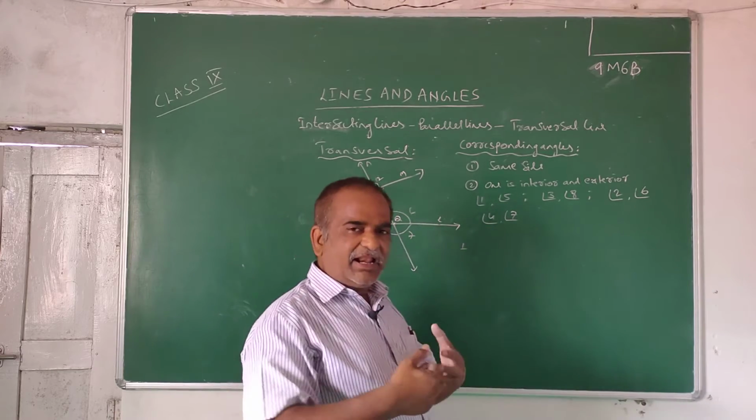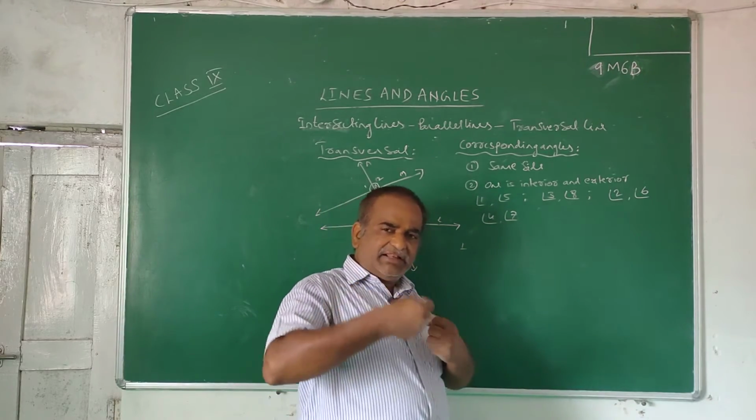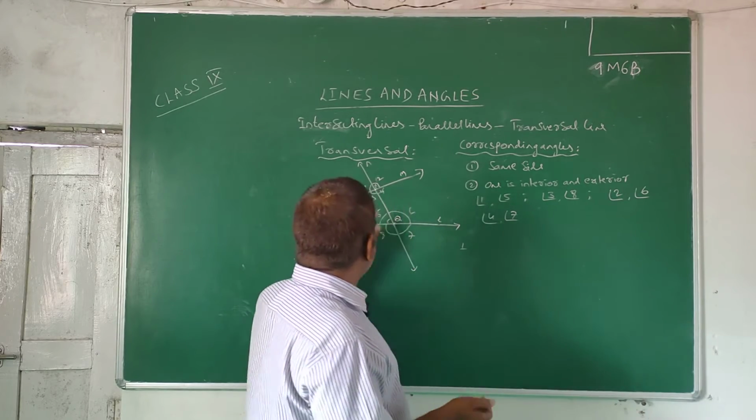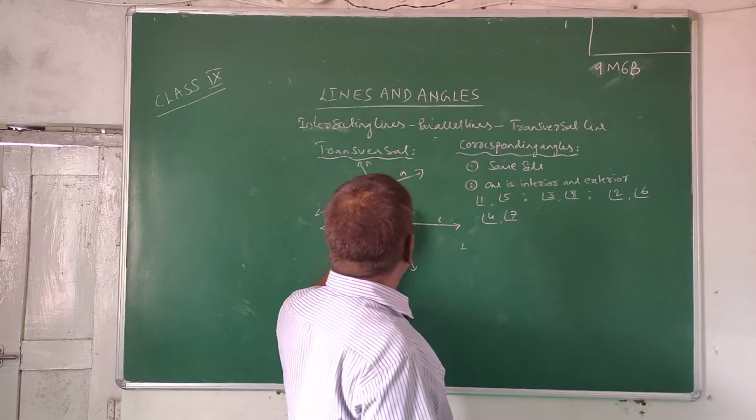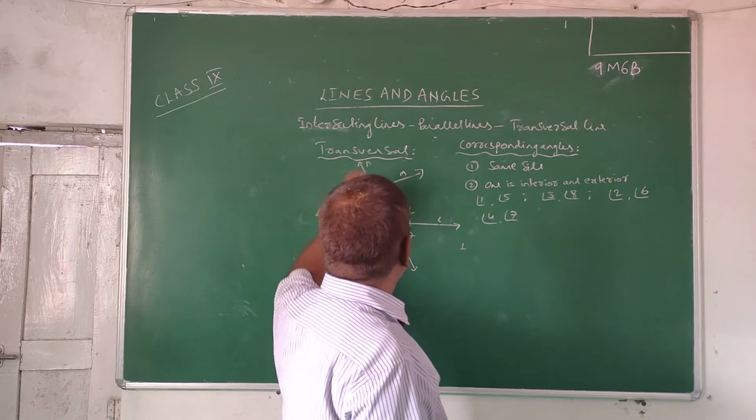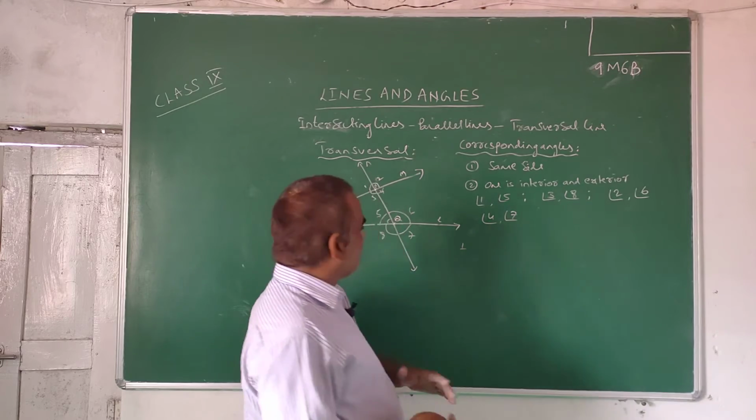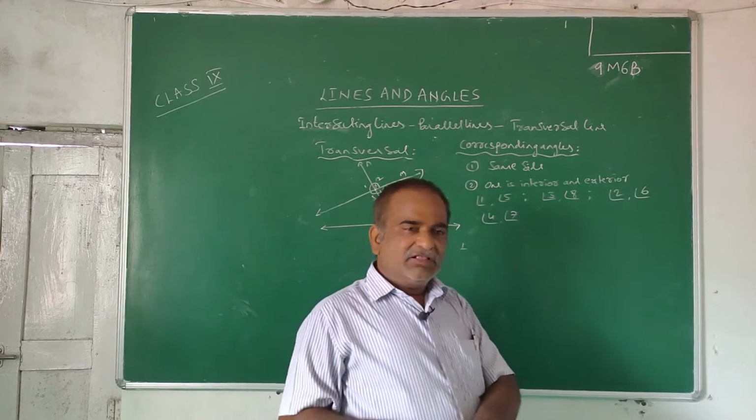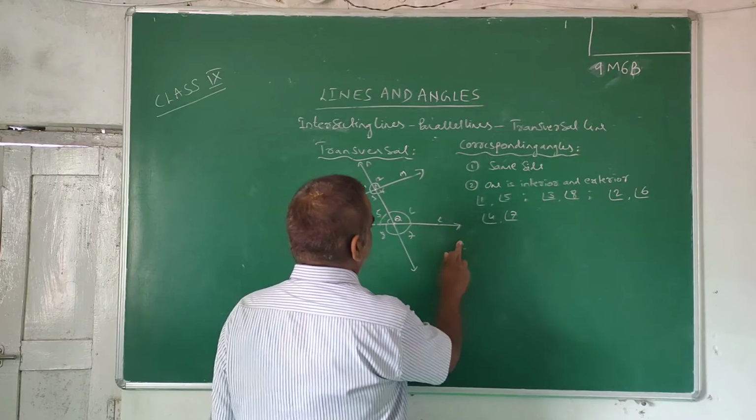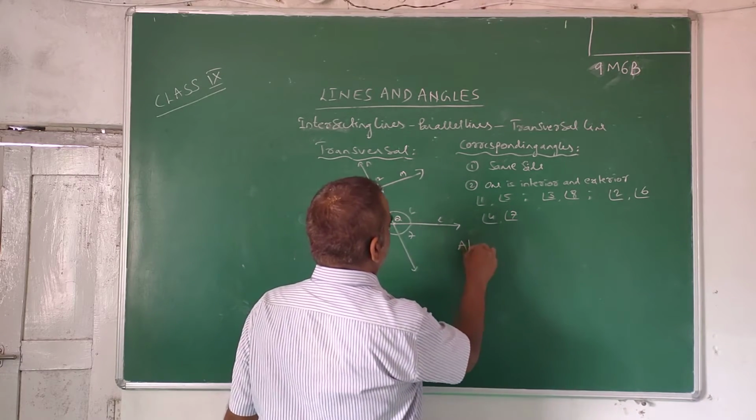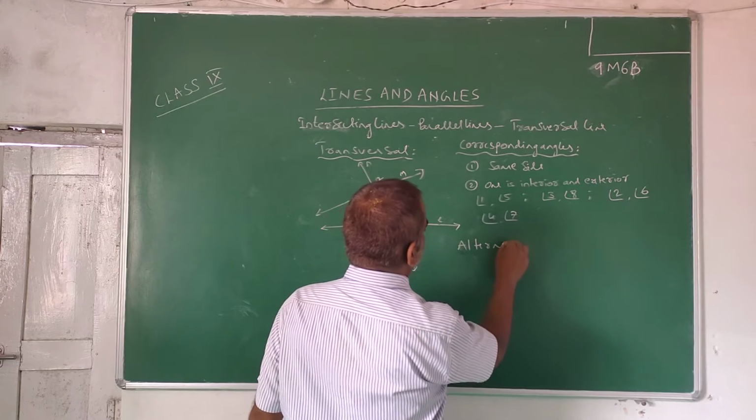Next, coming to the next definition, interior angles. Interior angles means inside angles, exterior means outside angles. So here angle 3, angle 4, angle 5, angle 6, all are interior angles. Angle 1, angle 2, angle 8, angle 7, all are exterior angles. That is not specific to write, you can easily understand. Next, coming to alternate interior angles.